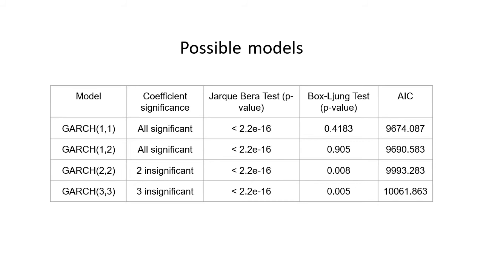The GARCH(3,3) model, in which three coefficients are insignificant. Normality is quite bad and there is no problem with the autocorrelation, but the GARCH(3,3) model is also trying to overfit the data like the GARCH(2,2) model. And when we observe the AIC values for all the possible models, GARCH(1,1) has the lowest AIC value of 9674.087, and also has all coefficients significant, and hence we consider the GARCH(1,1) model.